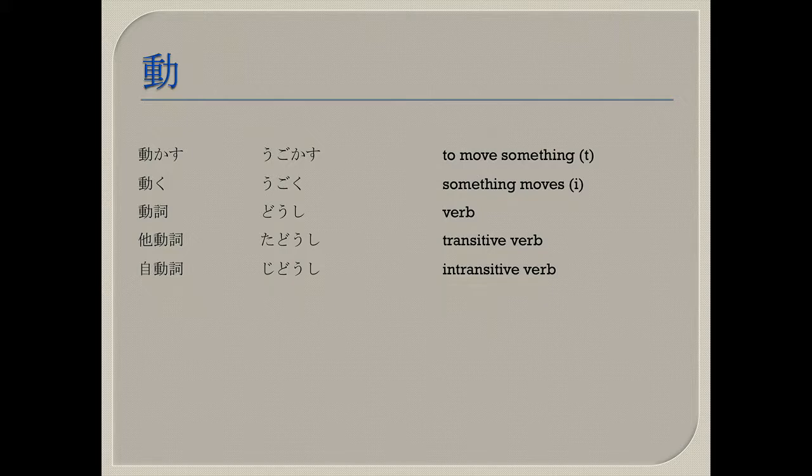This kanji is used for the vocab item ugokasu, which means to move something, and ugoku, which means something moves. It's also used for dorshi, which means a verb, tadorshi, which is a transitive verb, and jidorshi, which is an intransitive verb.